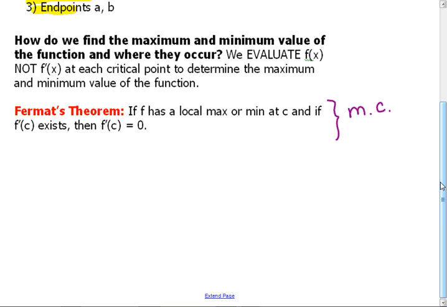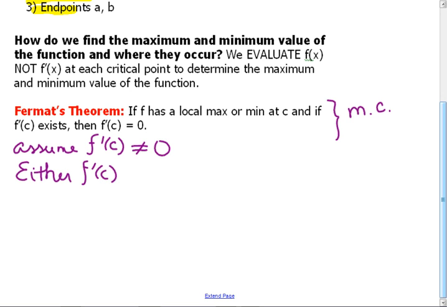With an indirect proof, a proof by contradiction, assume f prime of c does not equal 0. I just thought of this. Now, how do you find critical points? Either f prime of c is 0 or undefined, right?